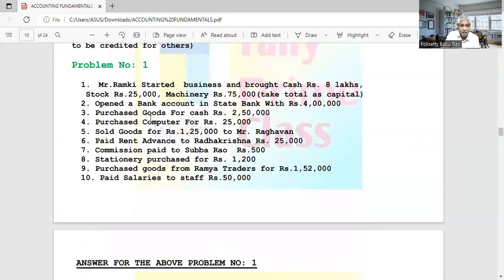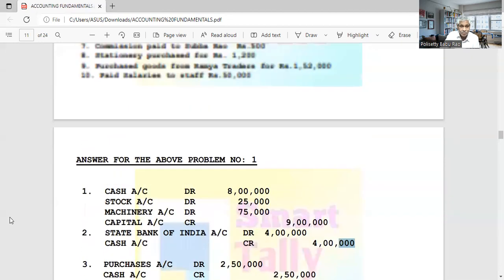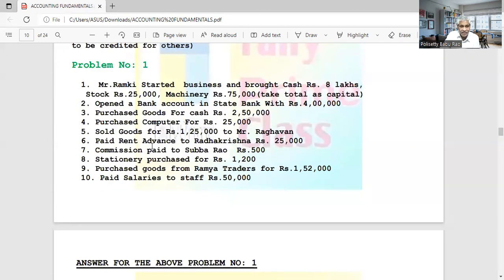Next, the third one. Purchased goods for cash 2.5 lakhs. So we purchased goods for 2.5 lakhs. I told you, hereafter, goods we will write as purchase or sale. How the goods are coming and going, we will not write the name of the goods. Here, we are purchasing goods, so goods are coming in, debit.